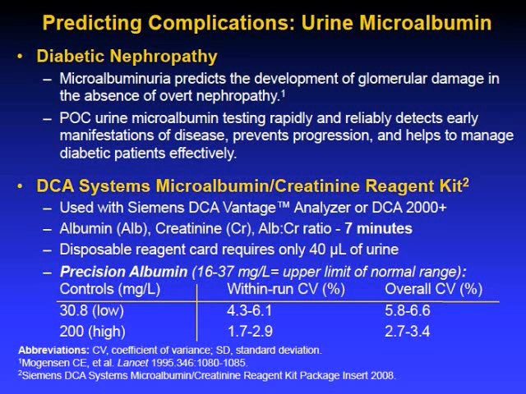According to the package insert, it is recommended that each laboratory establish their own reference ranges due to the differences which may exist between laboratories and locales with respect to population, diet, lab technique, and selection of reference groups. The range of 16 to 37 milligrams per liter of urine albumin was considered the upper limit of the normal range due to studies conducted by Siemens.